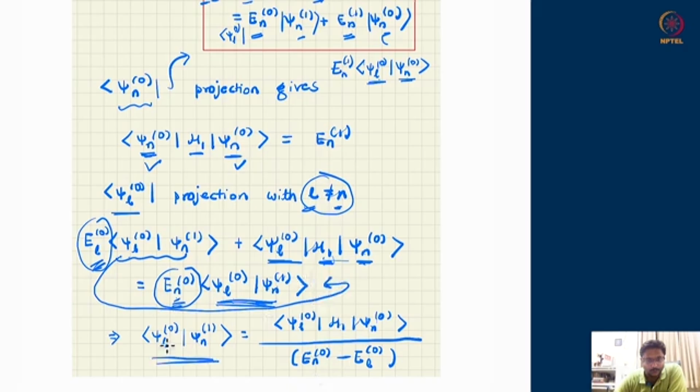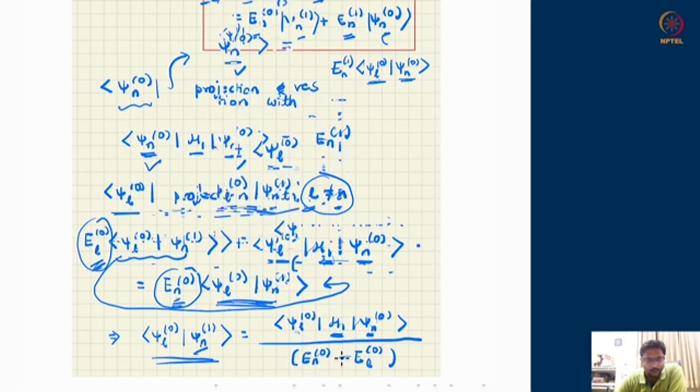Okay, remember we had argued that psi N1 is orthogonal to psi N0. It does not have any projection along the psi N0 direction, but it may have some projection along other basis directions when L is not equal to N. So it has some non-zero projection along different directions when L is not equal to N, and those projections are obtained by the squeezing of the perturbation Hamiltonian between the two states N and L and their energy difference, which comes in the denominator. I hope this is clear to you.